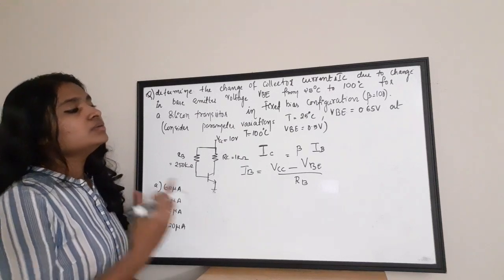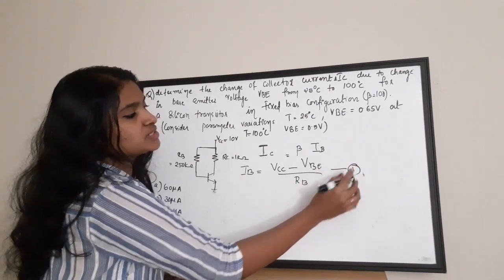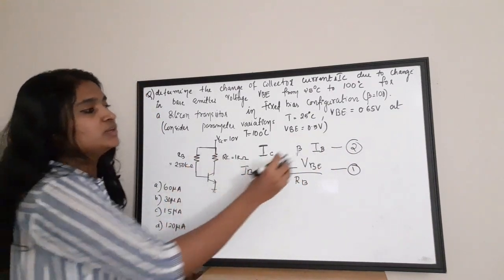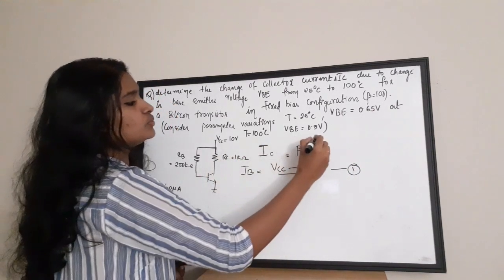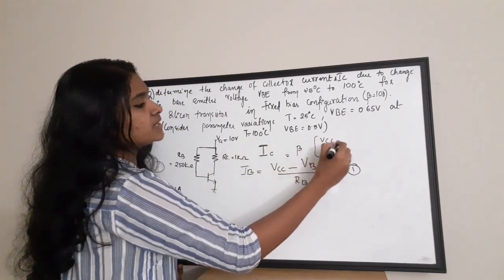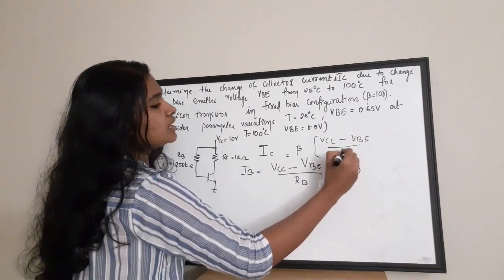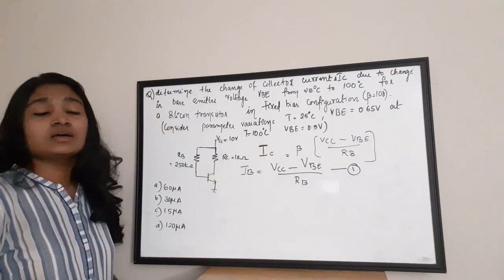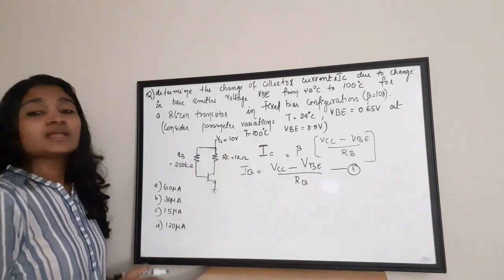Now I'm going to substitute this IB, taken as equation 1, into equation 2. So IC is equal to beta into VCC minus VBE by RB. This is the equation for the collector current IC.